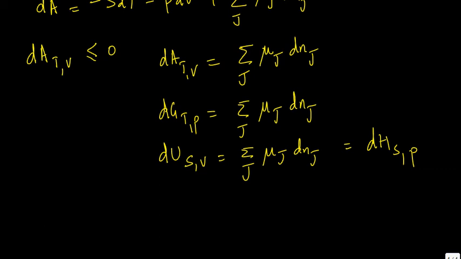Del G by del T at constant composition, and now you have to keep the number of moles of all the substances constant. Here I'm changing temperature.